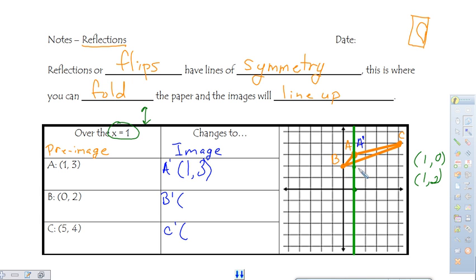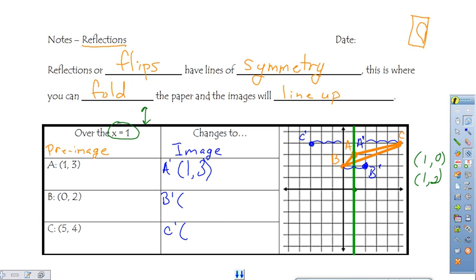And then you're just seeing how far the points are from the line. So B is 1 away from this line, so I need to be 1 away from the line this way. So there's my B prime. My C is 1, 2, 3, 4. So I gotta go 1, 2, 3, 4. And that guy right there will be where my C prime is.